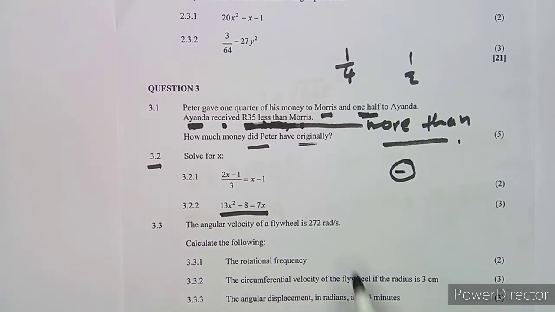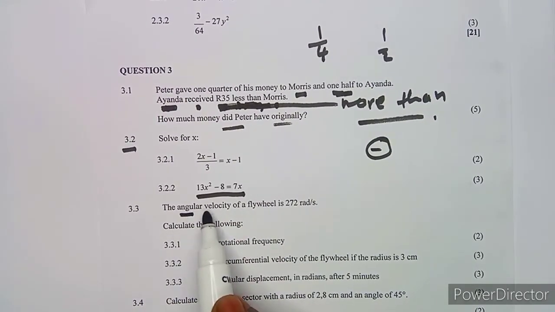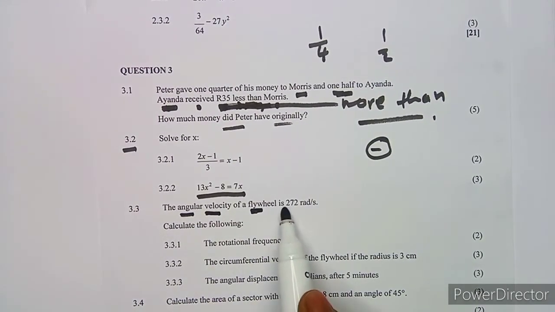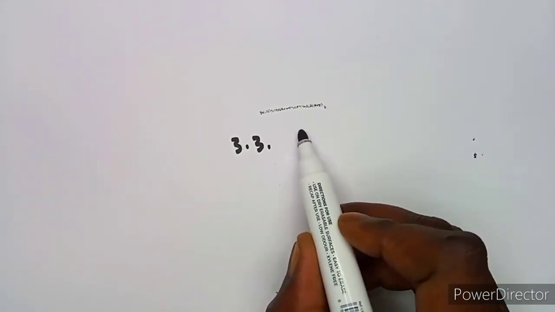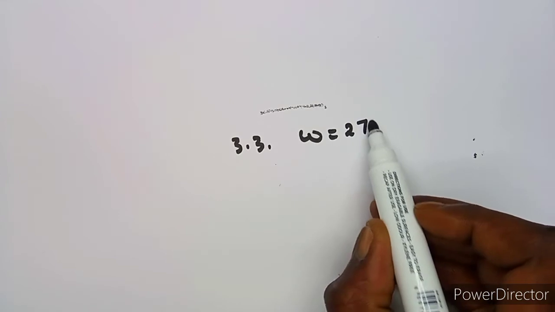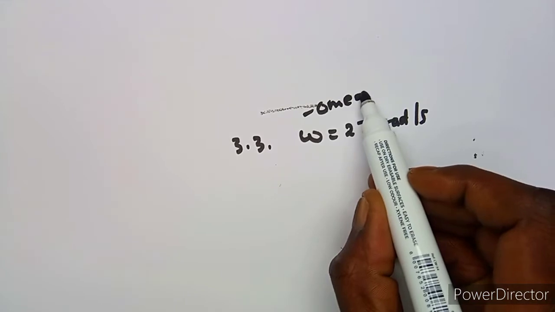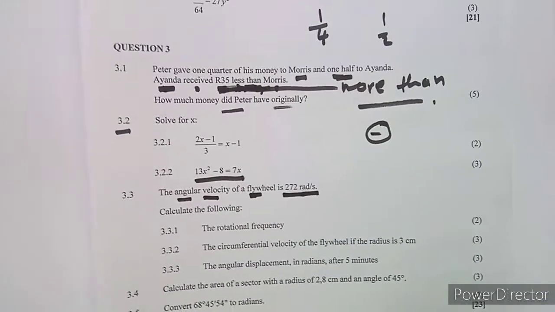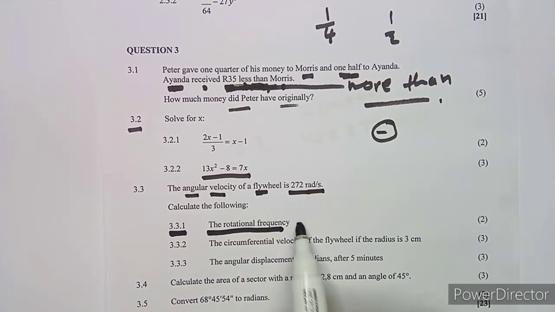So it was a matter of rearranging the equation, then solving whatever way that you are given. All right, then we are given the angular velocity of a flywheel is 272 rad per second. So remember the angular velocity, that is your omega. So you are given omega is 272 rad per second, like this. So this is just the Greek name omega, which is the angular velocity. So the first question 3.3.1 is to calculate the rotational frequency, which is n.